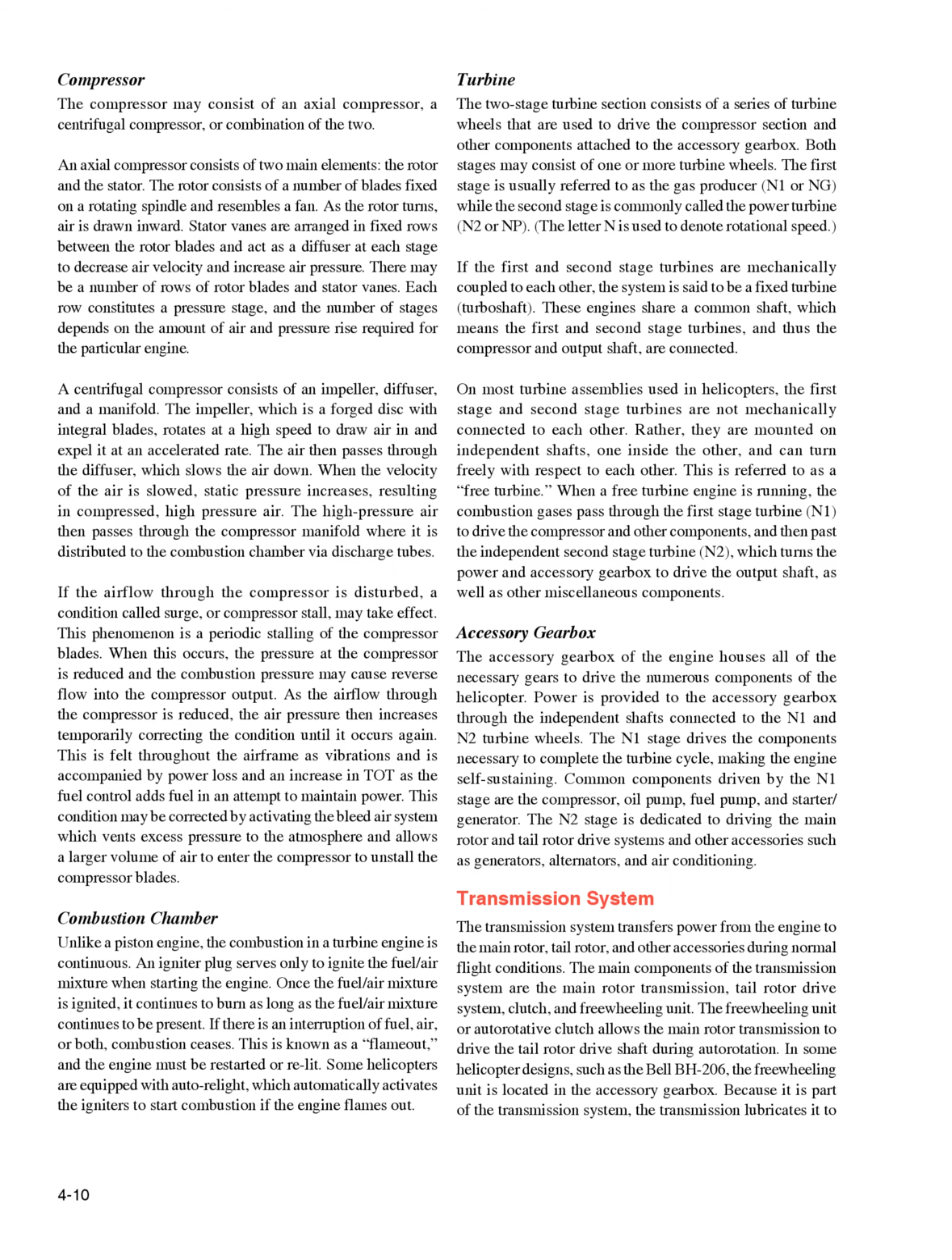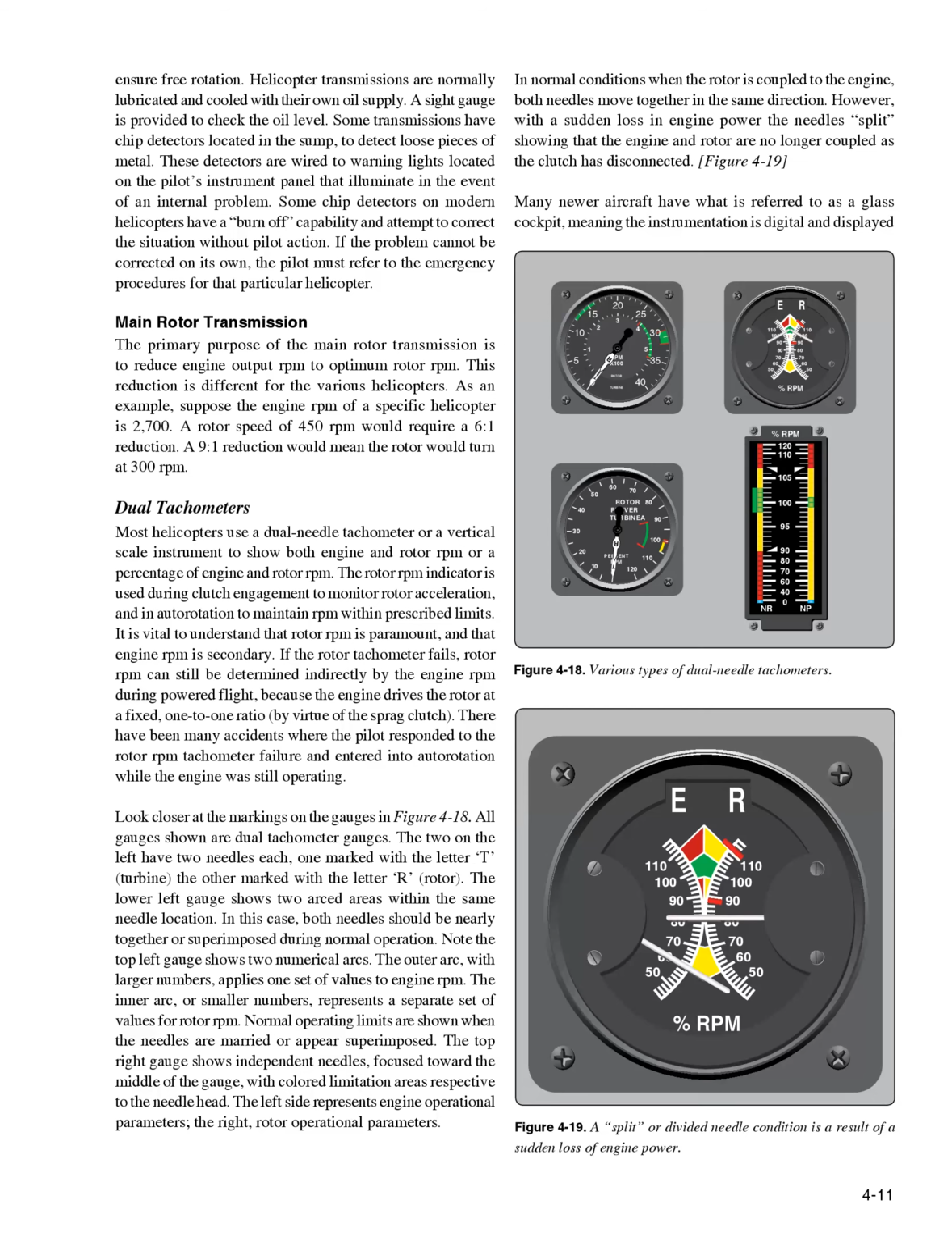Transmission system. The transmission system transfers power from the engine to the main rotor, tail rotor, and other accessories during normal flight conditions. The main components of the transmission system are the main rotor transmission, tail rotor drive system, clutch, and freewheeling unit. The freewheeling unit or autorotative clutch allows the main rotor transmission to drive the tail rotor drive shaft during autorotation. In some helicopter designs, such as the Bell BH-206, the freewheeling unit is located in the accessory gearbox. Because it is part of the transmission system, the transmission lubricates it to ensure free rotation.